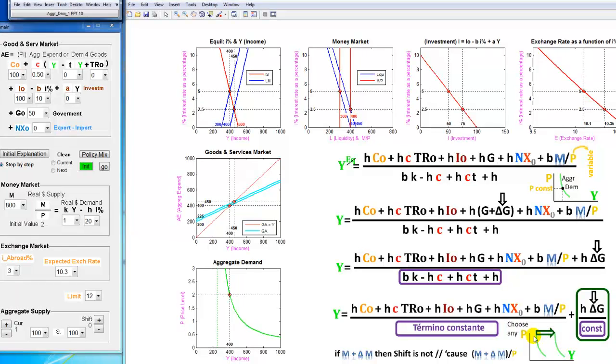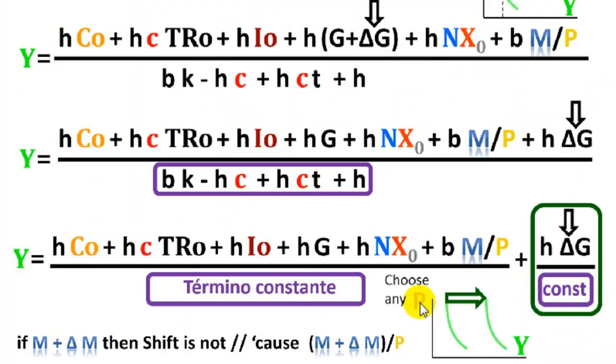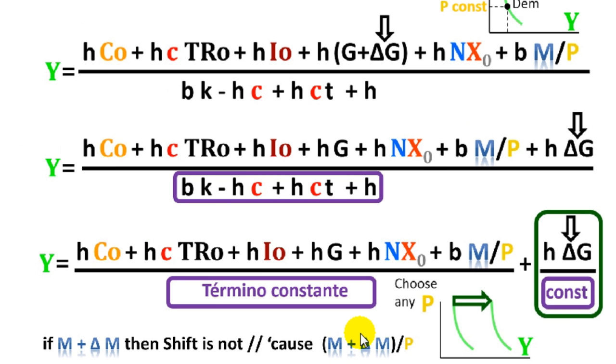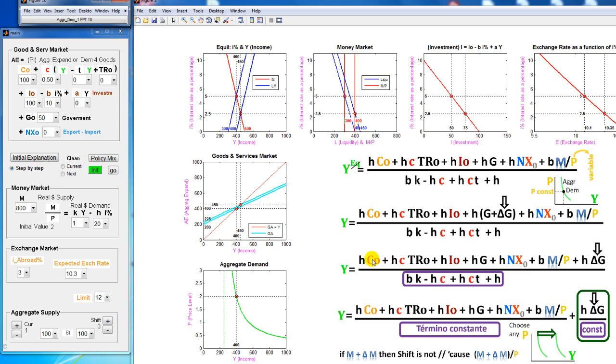Because you choose any value for P, and then you get that the income for this P is exactly the value that we had before the fiscal policy, plus this constant term. So for any P, Y goes from here to here. You take another P, and it goes from here by exactly the same increment. Now, what happens if we use monetary policy?